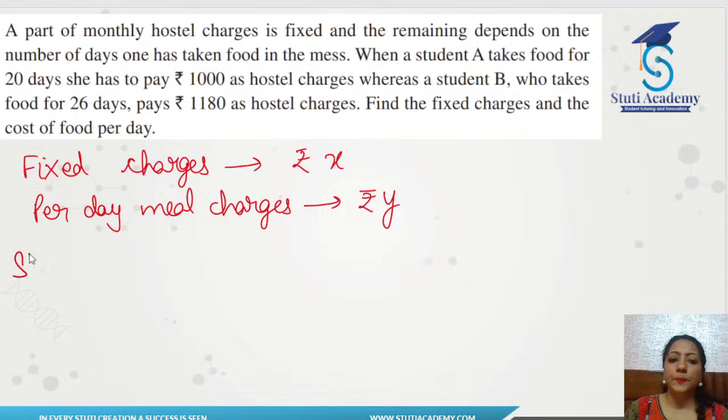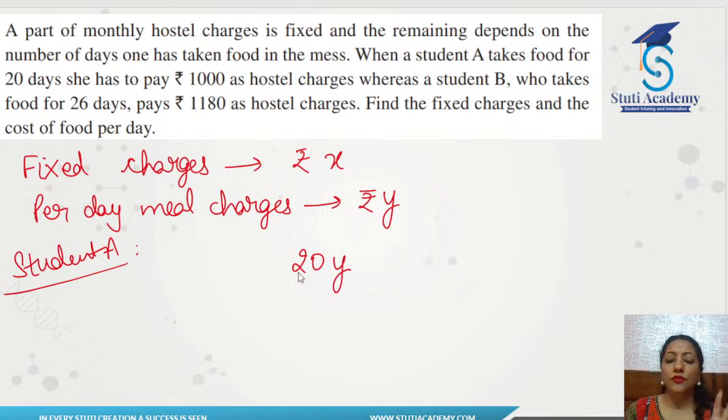Now we have student A. Student A takes food for 20 days. So she has to pay 20Y rupees for the food. Also she has to pay fixed charges, that is X rupees. So in all she is paying 1000 rupees. That's given to us in the question.